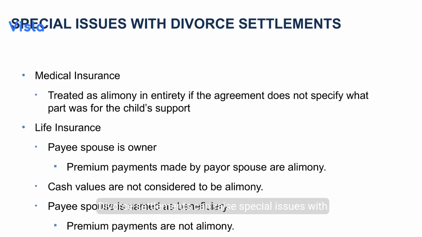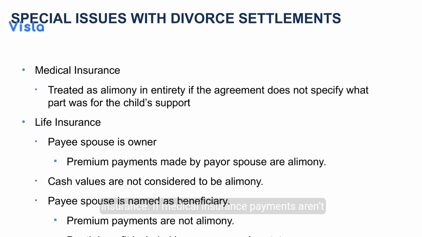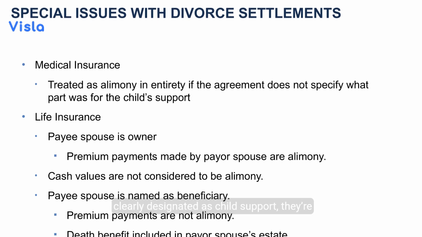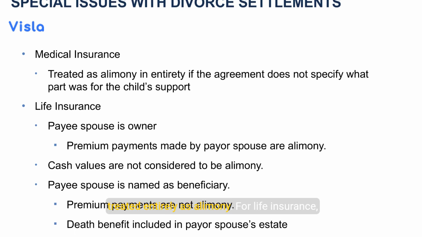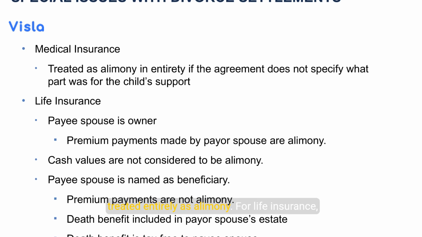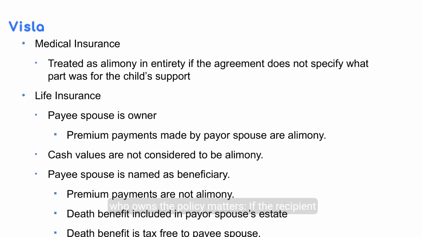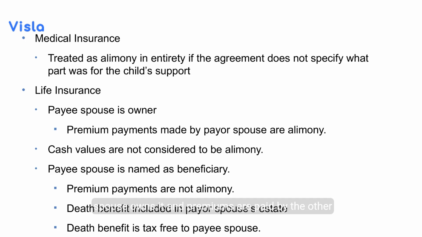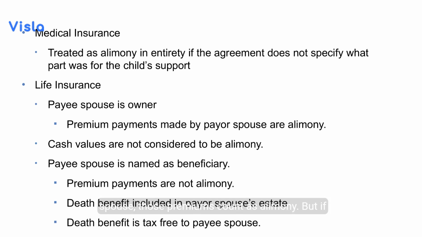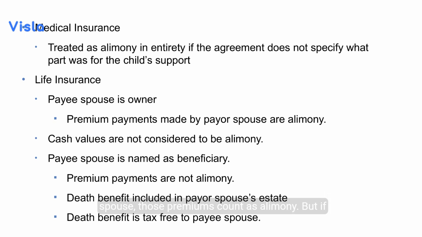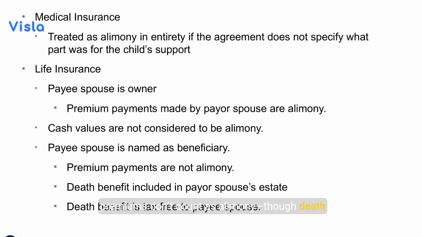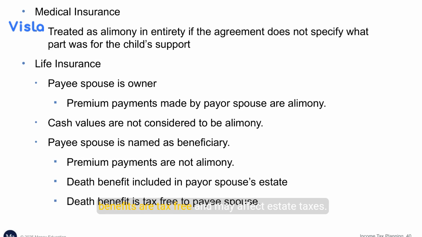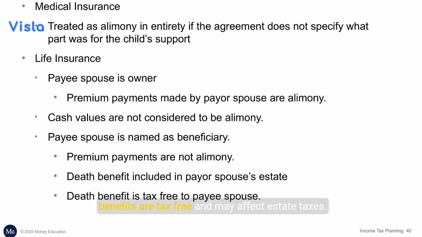Divorce settlements can raise special issues with insurance. If medical insurance payments aren't clearly designated as child support, they're treated entirely as alimony. For life insurance, who owns the policy matters. If the recipient spouse owns it and premiums are paid by the other spouse, those premiums count as alimony. But if the recipient is just named beneficiary, premiums don't count as alimony, though death benefits are tax-free and may affect estate taxes.